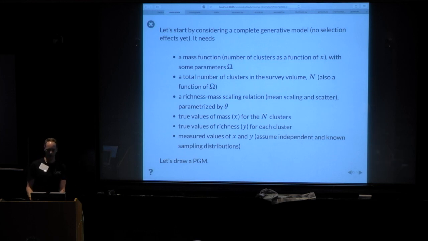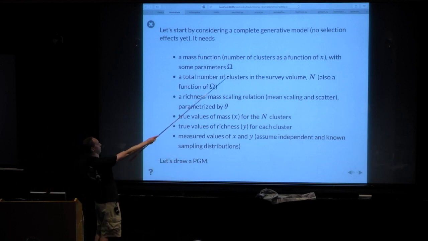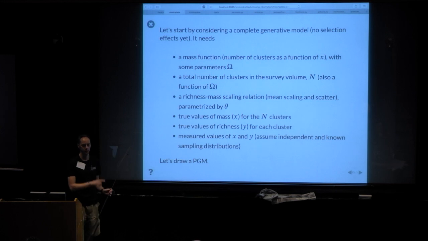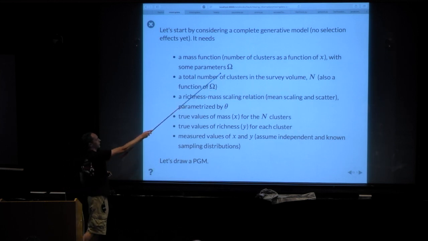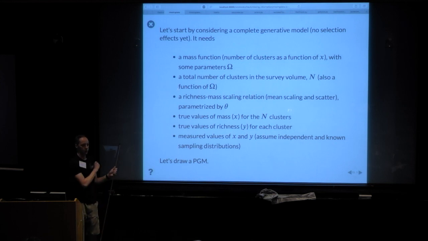So my generative model will include a mass function. So there are some cosmological parameters, which I'm just going to call omega. And these tell me, as a function of omega, what is the number of clusters that should exist as a function of mass, x. I can think about that if I want to, and I would encourage you to do this, as in our model, omega tells me a total number of clusters and a probability distribution of x for those clusters.